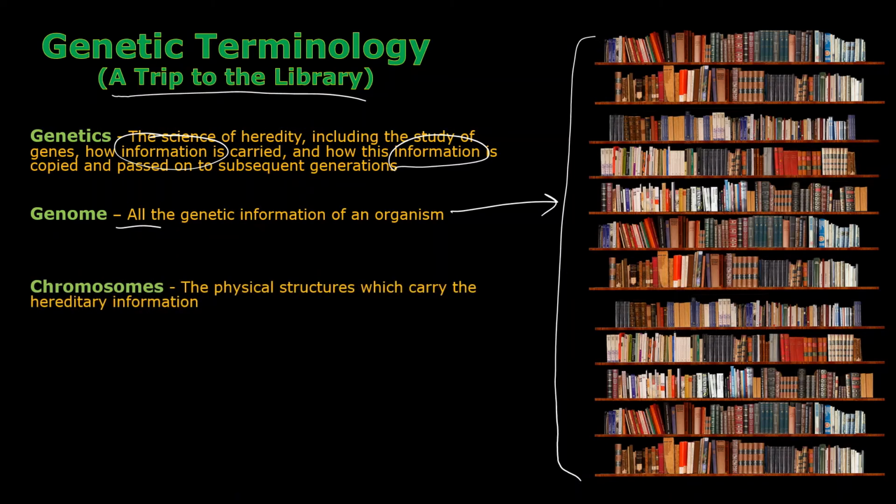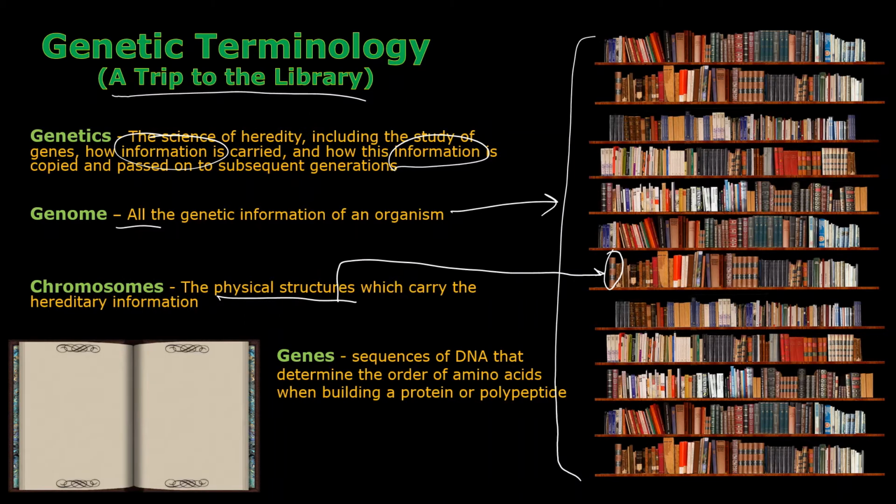And it's broken apart into physical structures. And you say, well, wait a minute, that sounds very similar to, hey, that sounds like a book. Yeah, that is a physical structure which carries information. It's called a chromosome in a genetic sense. So think about the genome being all the books in the library, and each one of the books would be a chromosome. Now again, the book is nothing unless we can get inside and read the information, right? So the chromosome is just the physical structure which carries the information. If you want to read the book, we got to open it up, right?